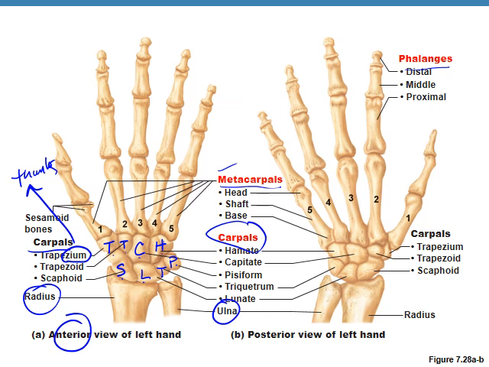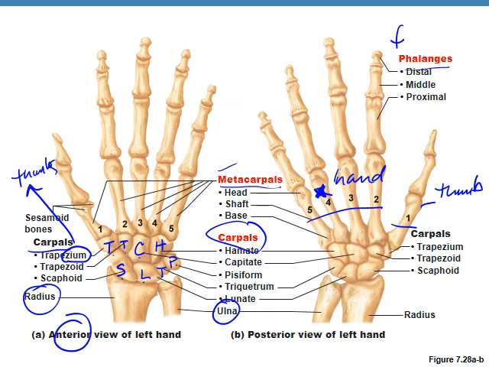For your metacarpals, these are your hand bones, right? So the bones of your hand are numbered 1 through 5, with 1 being your thumb. So if I had a break here on this hand bone or this metacarpal, I could say I had a 4th metacarpal fracture, and I would know exactly which bone on your hand was broken.